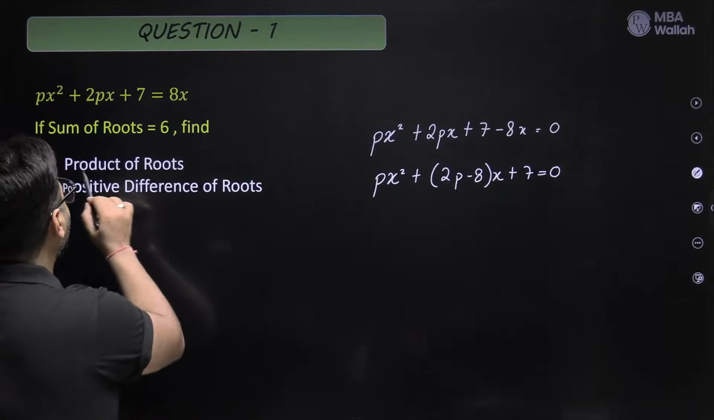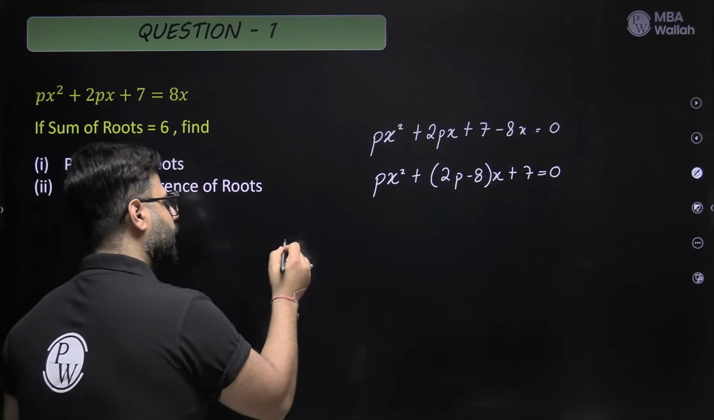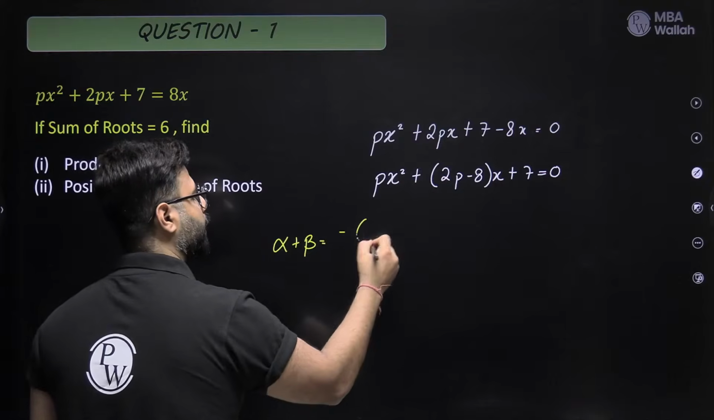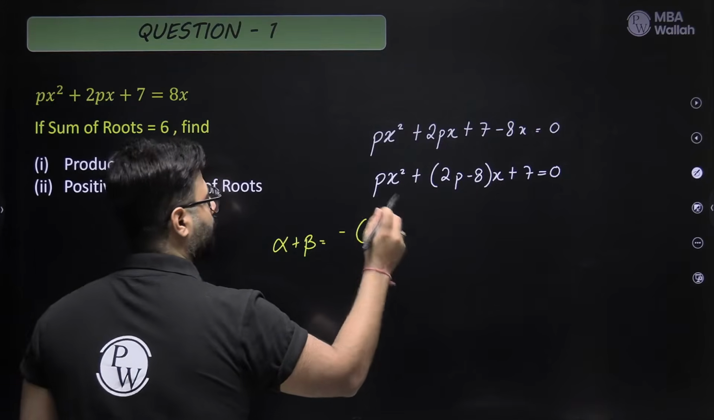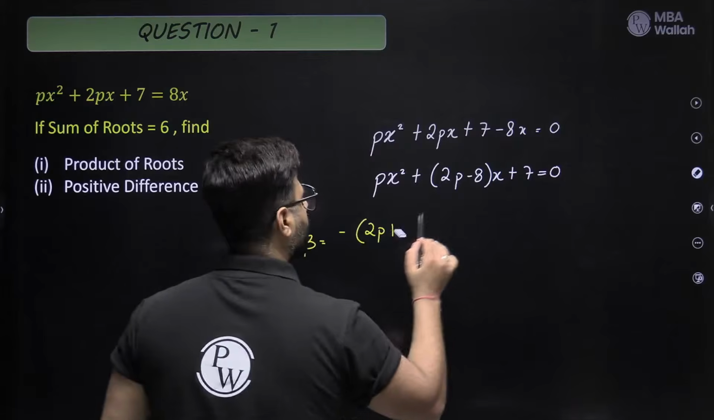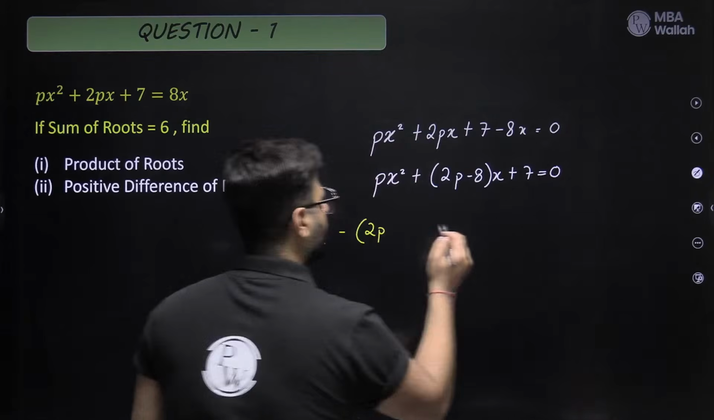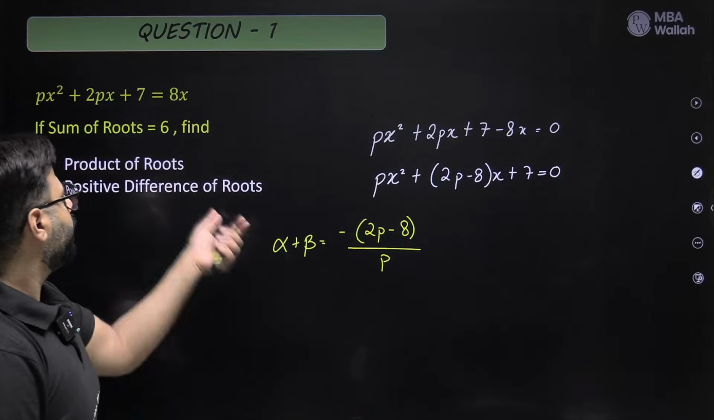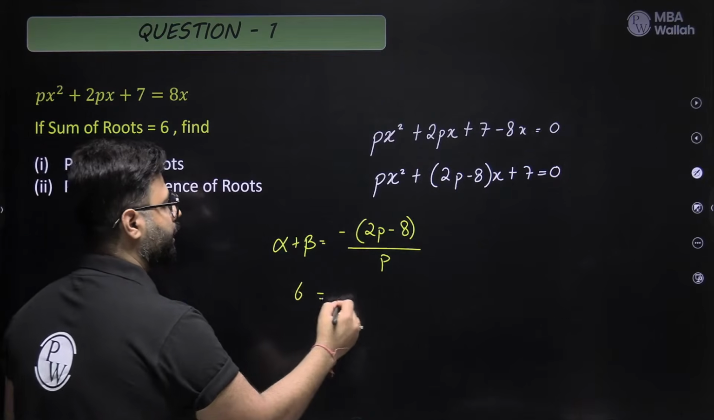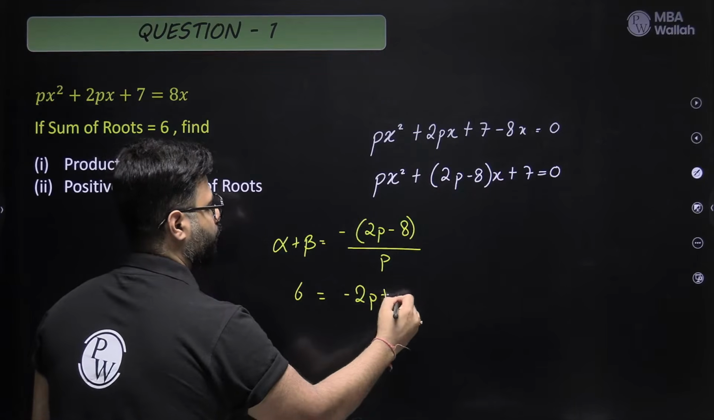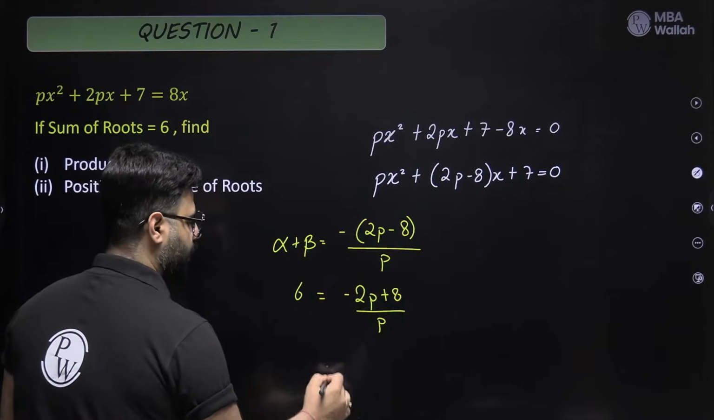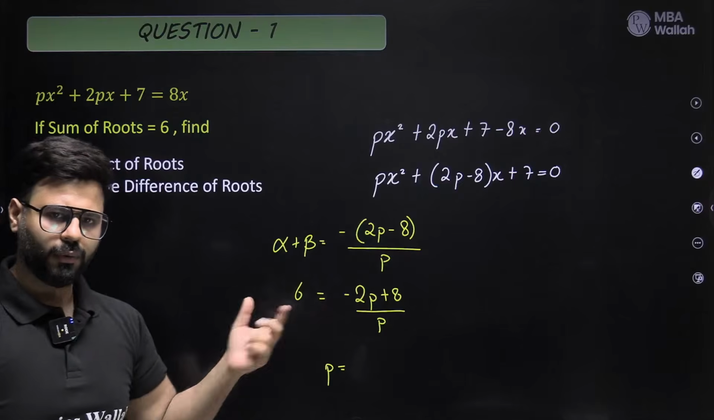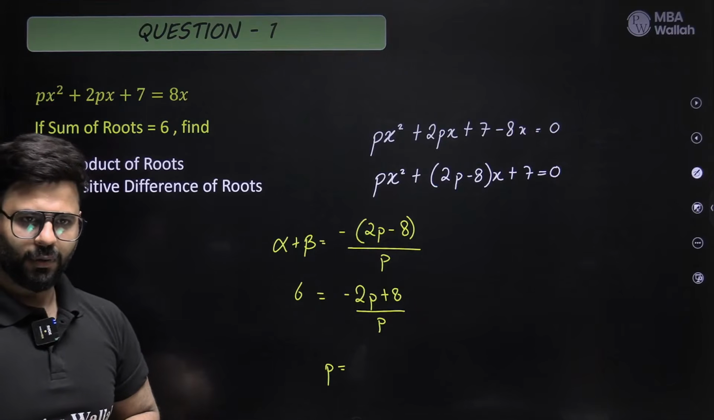So what is alpha plus beta? That is 6. Now we know that alpha plus beta is 6, which is minus b by a, that means minus of (2p minus 8) upon p, correct? And alpha plus beta is given to us as 6. Solve this and get p, guys. Minus 2p plus 8 upon p. So what comes out to be p? Tell me. Solve it. Try to do it manually.